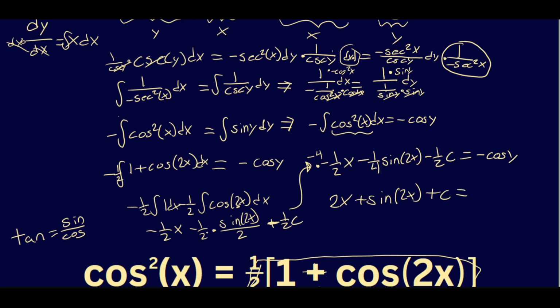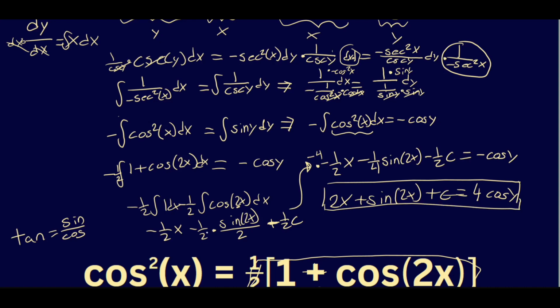Plus c equals, now what's negative 4 times a negative? Positive 4. 4 cosine y. So that is the solution that I see in my textbook, which I'm pretty sure is Zill 9th edition.